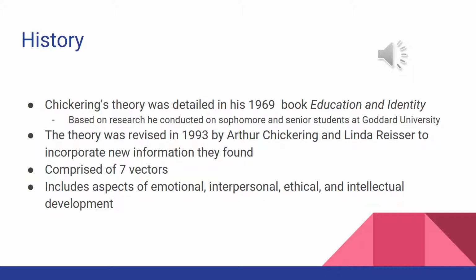Chickering's theory was detailed in his 1969 book, Education and Identity. He based the research he conducted on sophomore and senior students at Goddard University. The theory was revised in 1993 by Arthur Chickering and Lisa Reiser to incorporate new information they found. It's comprised of 7 vectors and the aspects of emotional, interpersonal, ethical, and intellectual development.